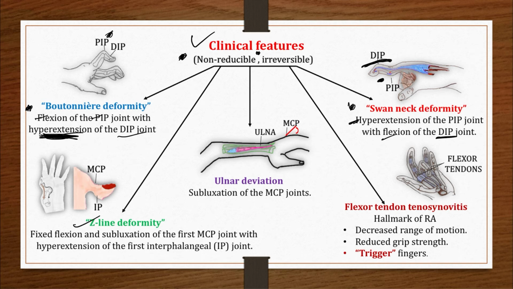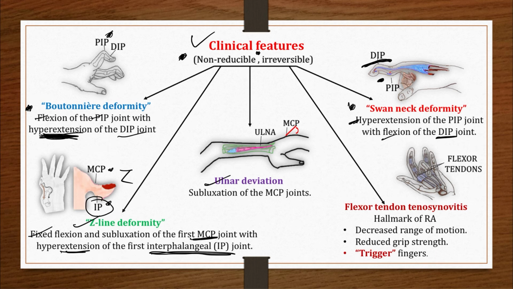Z-line deformity, also known as Z thumb. This is because of the fixed flexion and subluxation of the first MCP, metacarpophalangeal, which is here, joint with the hyperextension of the first interphalangeal joint, right? This is here. So the thumb looks like the letter Z, okay? So this is interphalangeal, right? Only the thumb has the interphalangeal joint.